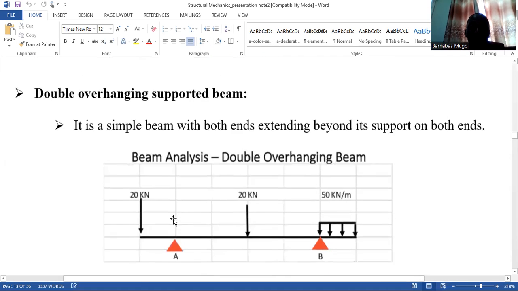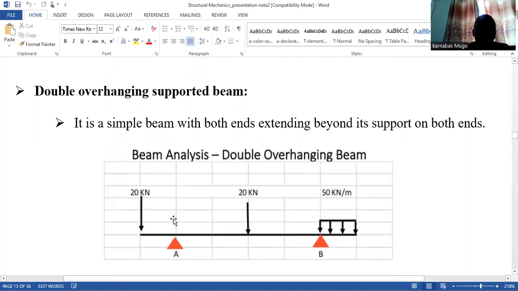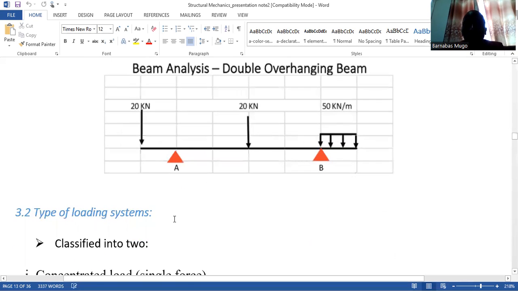Then we have the double overhanging beam. It is a simple beam with both ends extending beyond its supports. As you can see from the left hand side and the right hand side, there is a section that is still hanging, and the supports are interior, inside the ends. So this kind of beam, whereby two edges are hanging, is called a double overhanging beam.